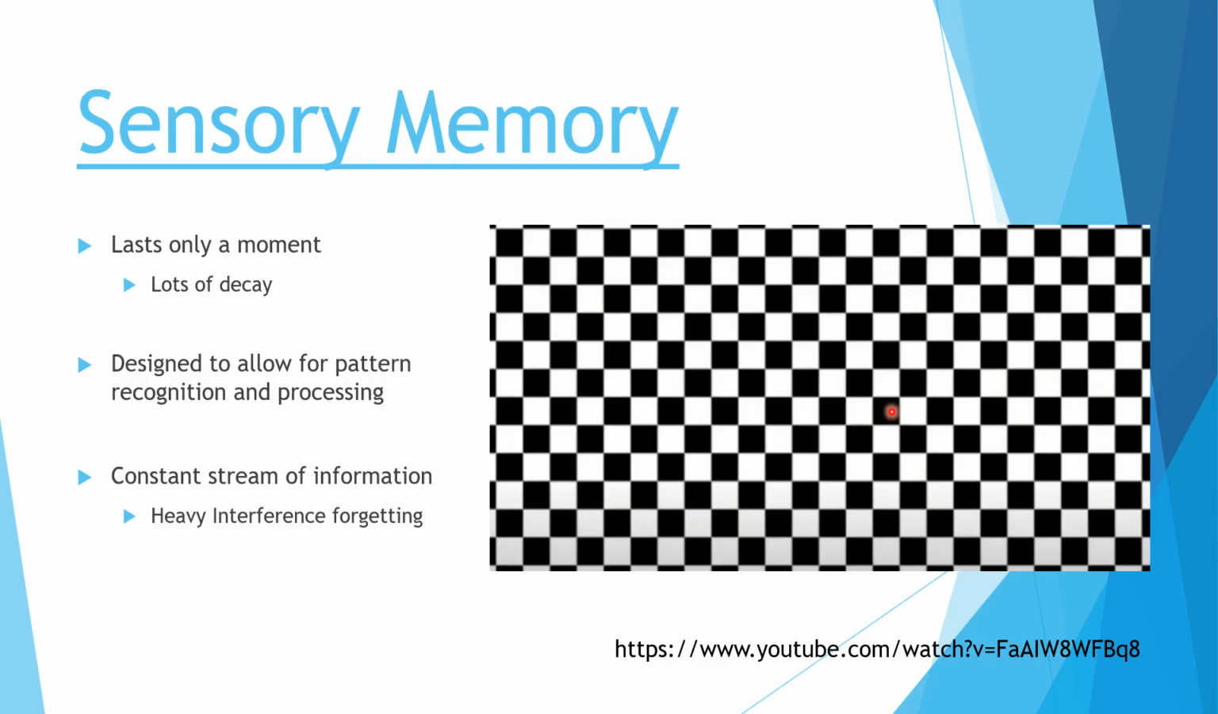If the checkerboard pattern was presented for 0.1 seconds, then you have interference because the checkerboard pattern gives your eyes something else to look at. But you don't have decay because your sensory memory can remember the original image for longer than 0.1 seconds.